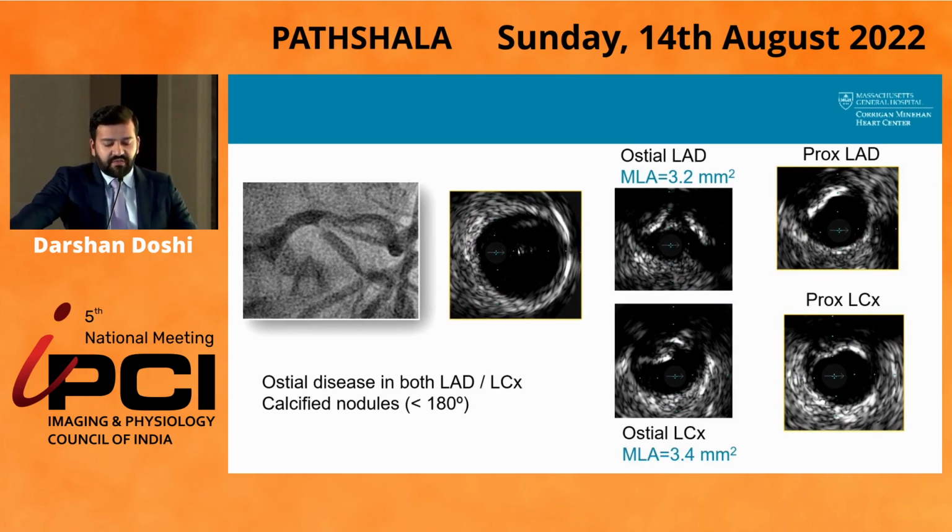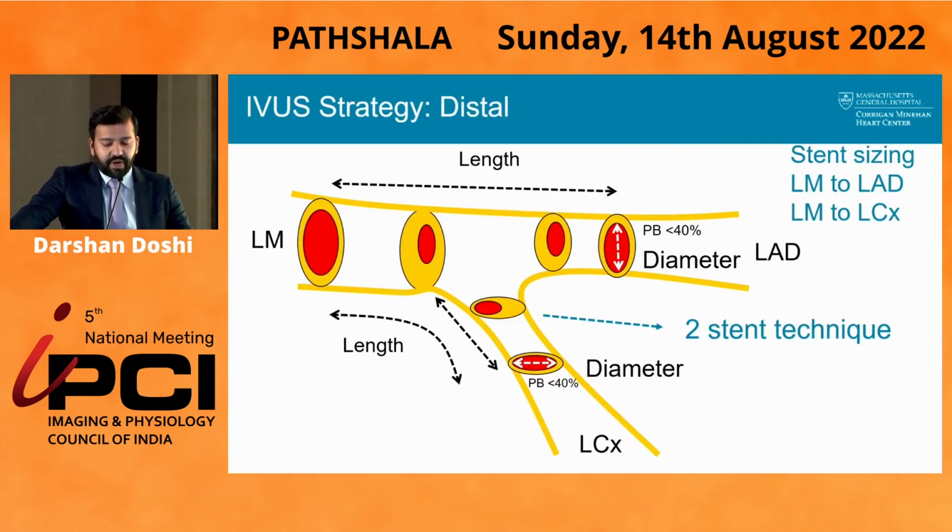This is a case of ostial disease in both the LAD and circumflex, but the calcific nodules are less than 180. And you see that the MLA of the ostial LAD is 3.2, the ostial circ is 3.4. And so how are we going to take care of this? So we're basically going to use the distal diameters to take care of this. So the distal diameter of the LAD is going to help decide the stent that you're going to bring from the LAD to the left main.